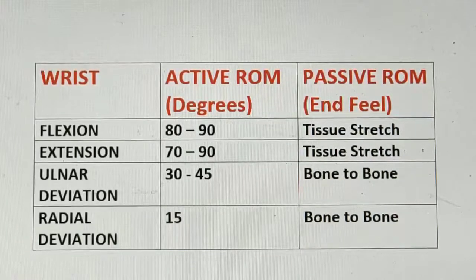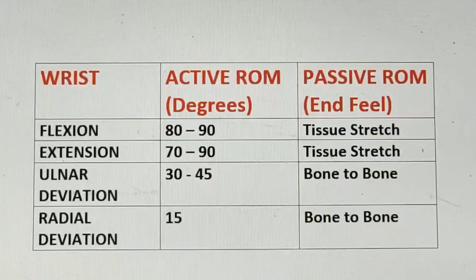Okay. For the ulnar deviation movement of the wrist joint, the active range of motion value in degrees is 30 to 45 degrees, and the passive range of motion and feel should be bone to bone. Okay, it is bone to bone because if you deviate your wrist to the ulnar side, or what we call ulnar deviation, then the joint touches each other. So that's why it's called bone to bone. The ends of the joint touch each other, that's why the end feel should be bone to bone.